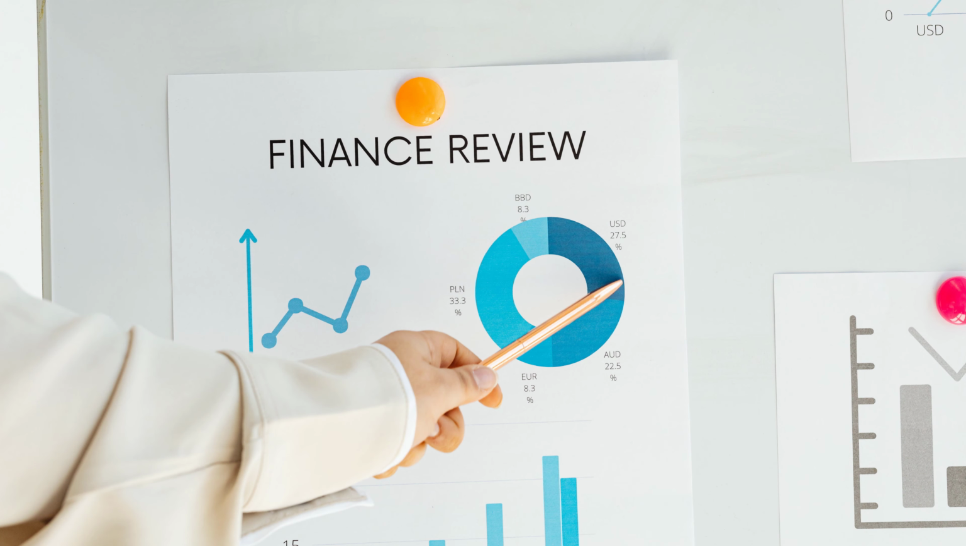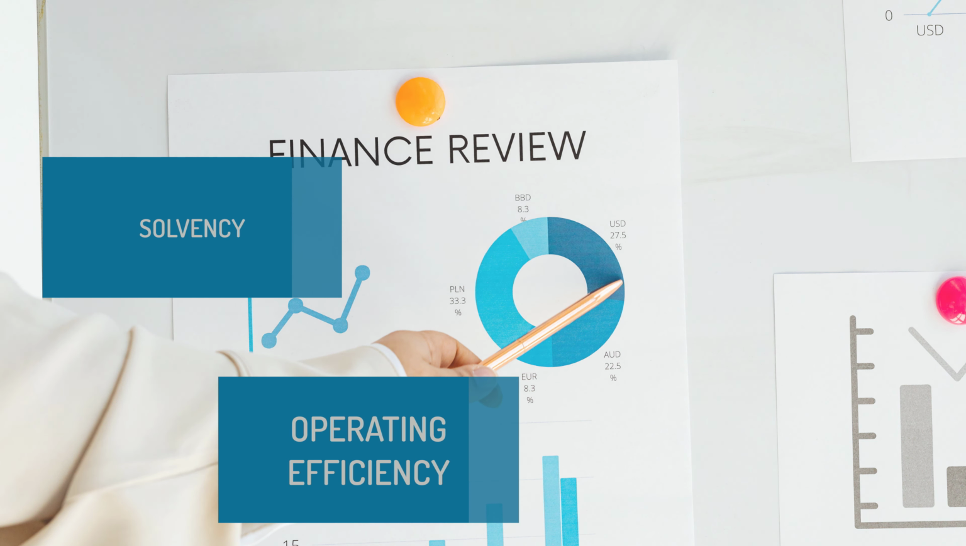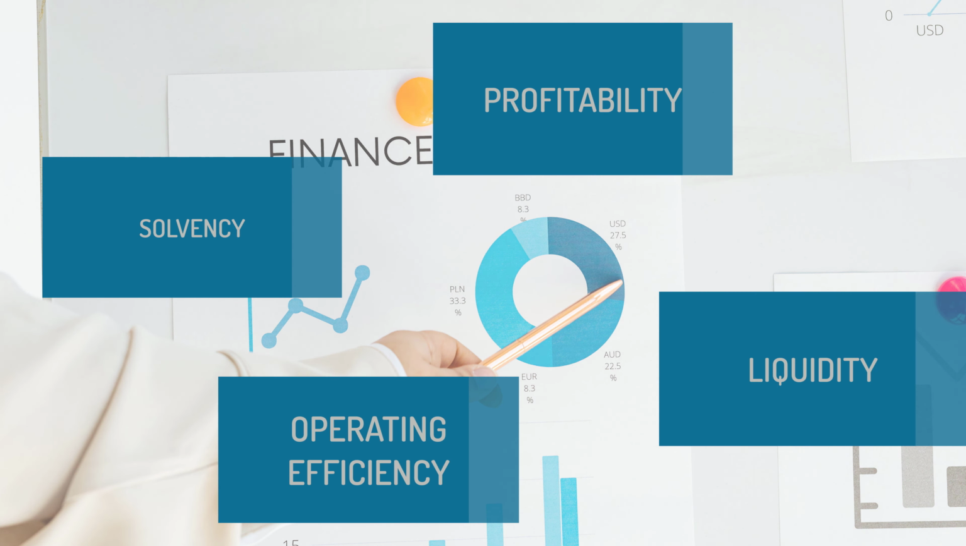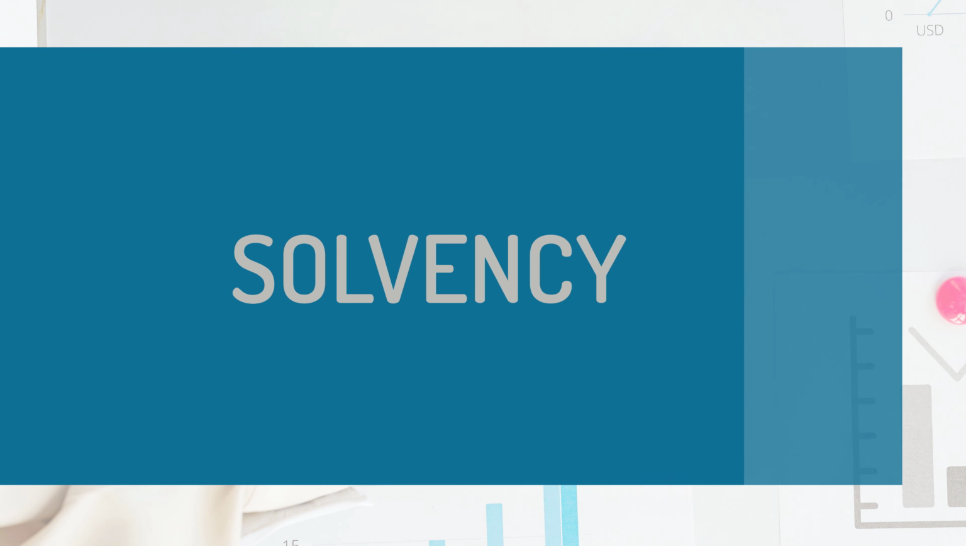Overall, there are four main indicators that contribute significantly to a company's financial picture: solvency, operating efficiency, liquidity, and profitability. So let's start with solvency.